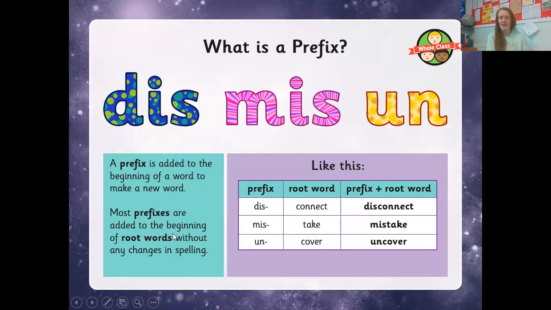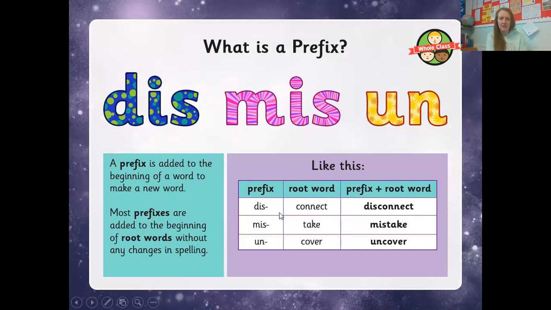Most prefixes are added to the beginning of root words without any changes to the spelling. Now, yesterday we noticed this in our live lesson, that when we pulled mis away, the prefix away from the root word, it didn't change. So that makes it a little bit easier, because if we can spell the root word, we're only adding on a chunk to the start of the word.